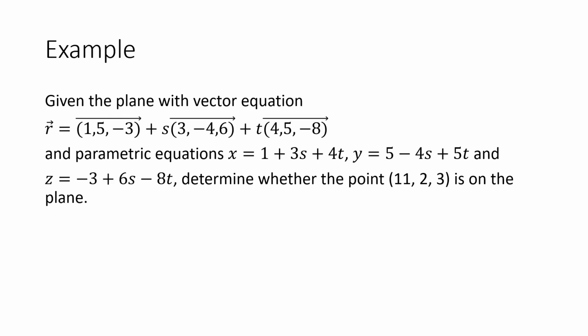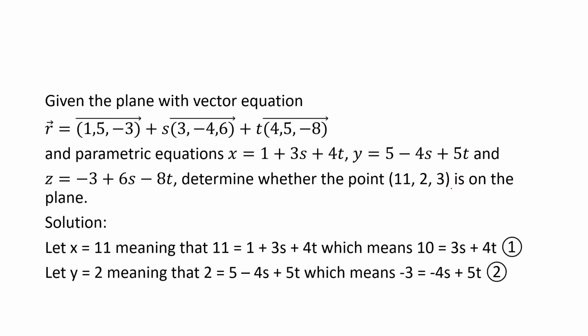Now suppose we're given a plane with the vector equation shown and the parametric equations shown, and we want to determine whether the point (11, 2, 3) is on the plane. So we have a feeling how this is going to go. We're going to let 11 equal 1 plus 3s plus 4t. We're going to let 2 equal 5 minus 4s plus 5t. Presumably we'll solve for s and t, and then we'll test in z with those values of s and t and see if we get a value of 3.